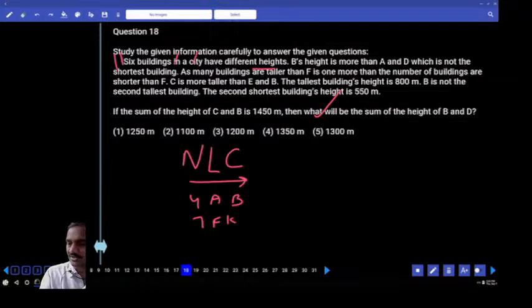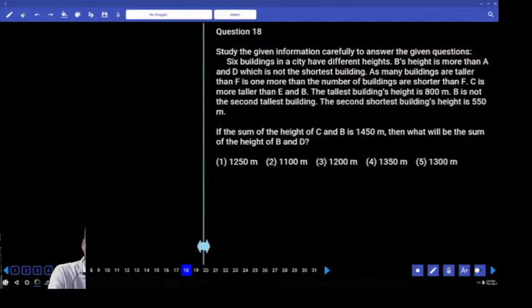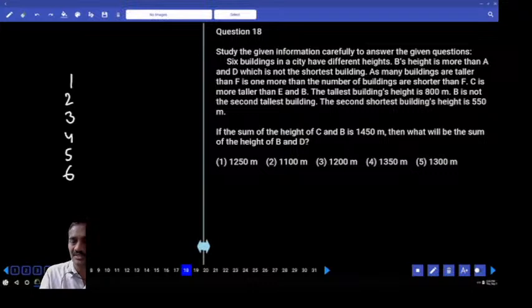Then the next one, the 18th one. Now in this question number 18, how many people are there? There are 6 buildings in a city: 1, 2, 3, 4, 5, 6. Now these 6 buildings are compared in their height. B's height is more than A and D, and D is not the shortest, isn't it?